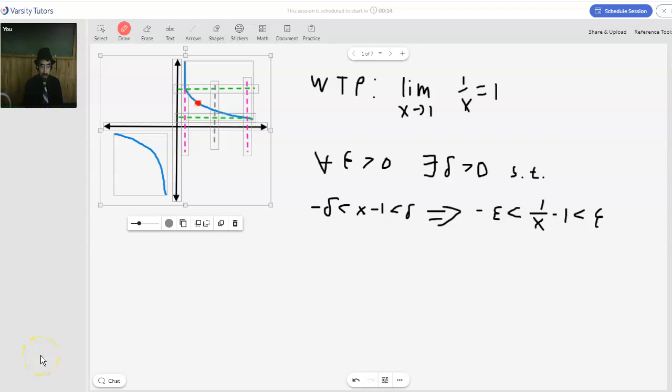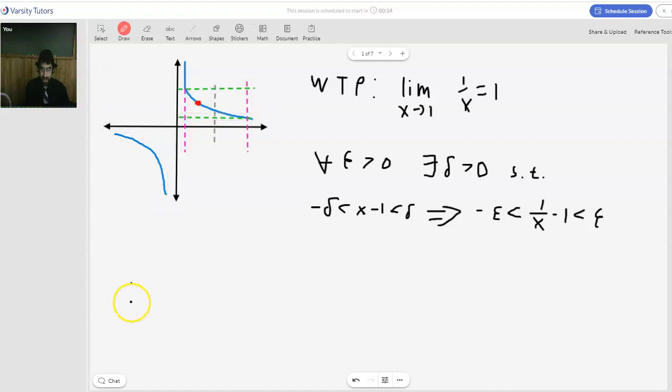Tonight I'm going to go through a requested problem. I'm asked to show that the limit as x approaches 1 of 1 over x goes to 1.